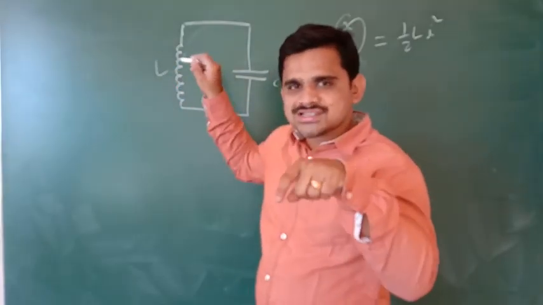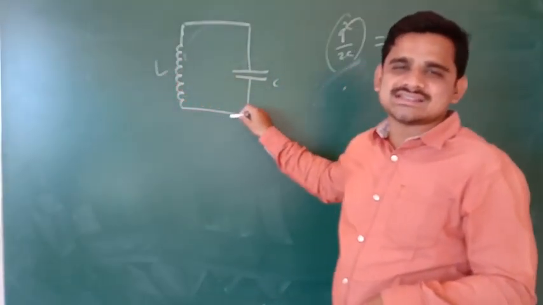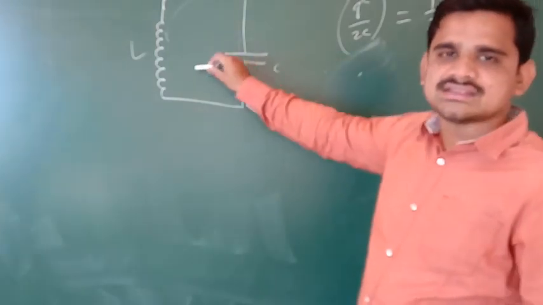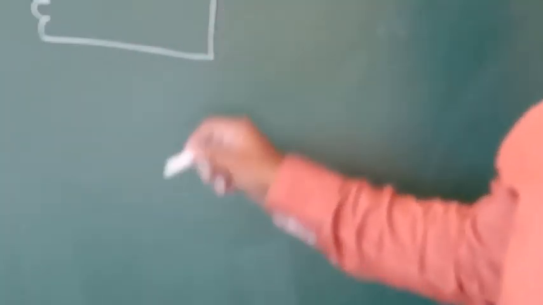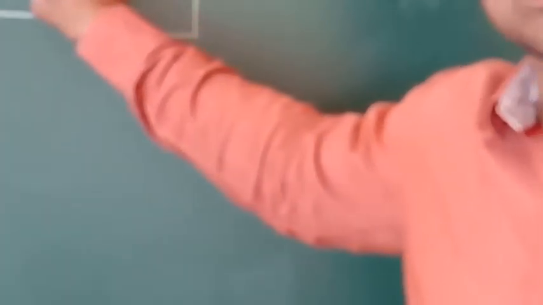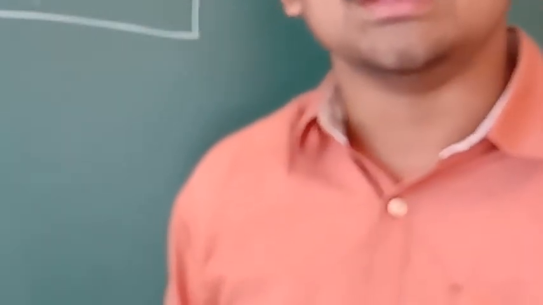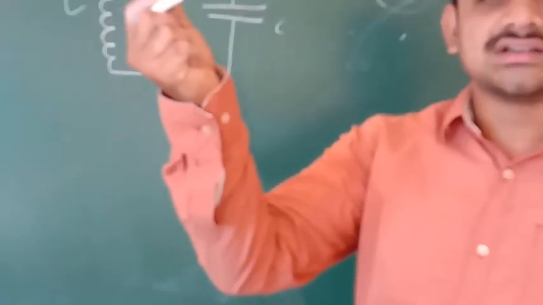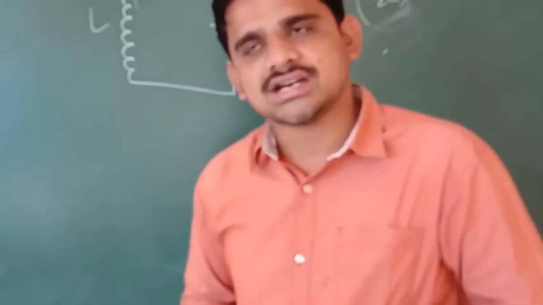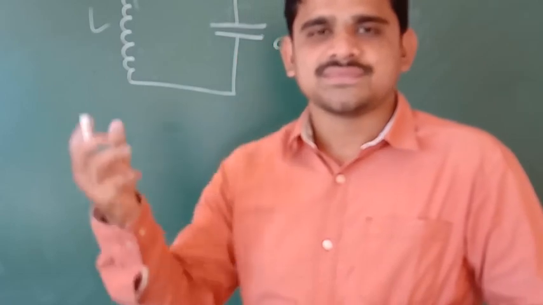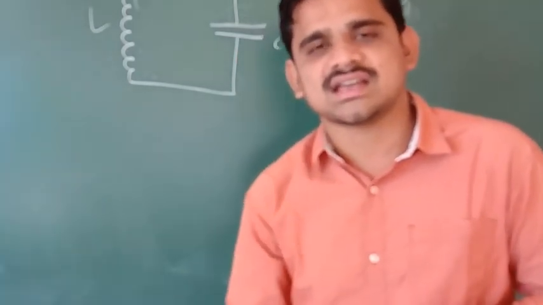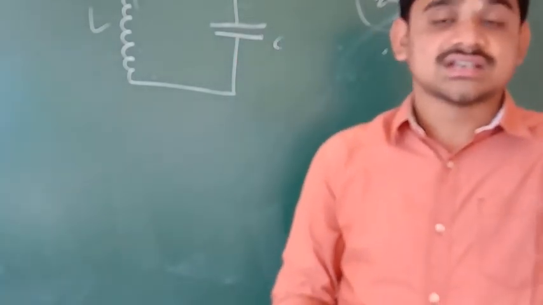Now what happens here? The inductor starts discharging, and this inductor energy is given to the capacitor. Now the capacitor starts charging. Now it regains its energy again here. Then the energy of the inductor is 0. Now the capacitor starts discharging and the inductor starts charging. Now the inductor is completely charged. Again what happens here? The inductor starts discharging and the capacitor starts charging.